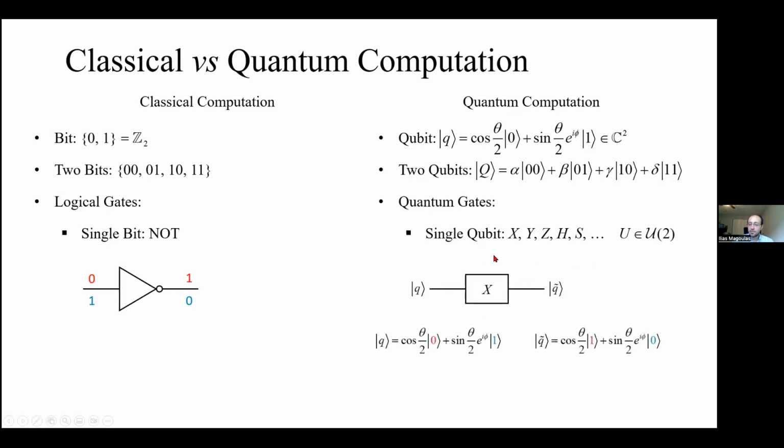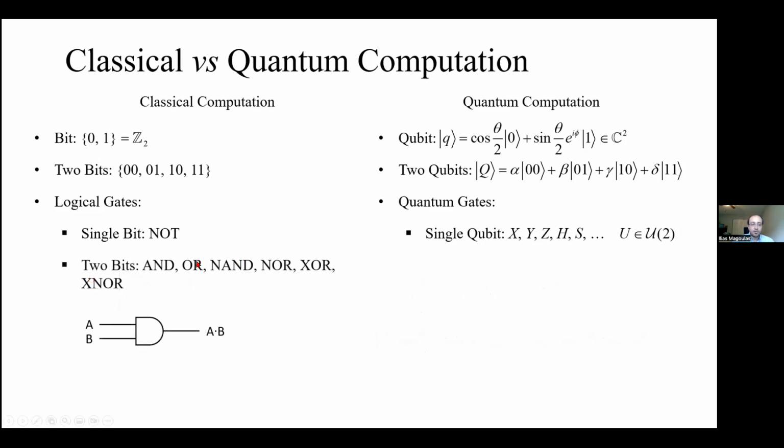And this is the quantum circuit representing the X gate. So if the input has this form, after we operate with the X gate, we see that the X gate will flip zeros into ones and ones into zeros. So essentially, the X gate is the quantum analog of the NOT gate.